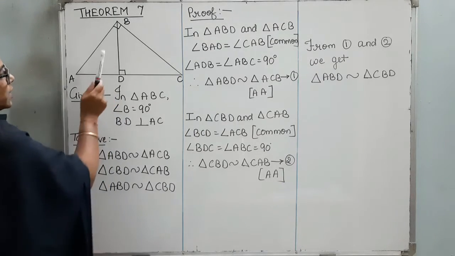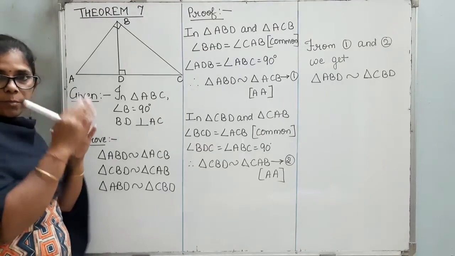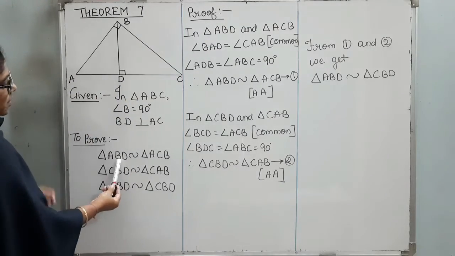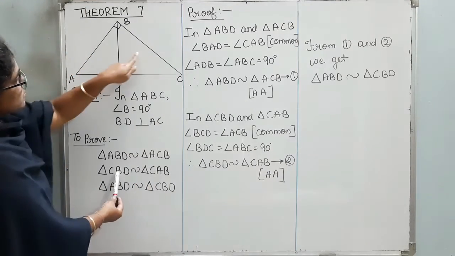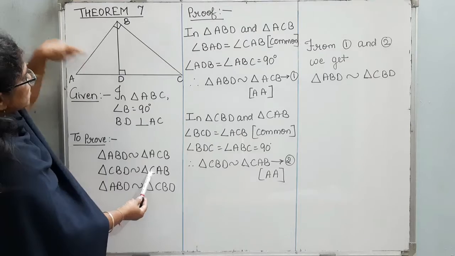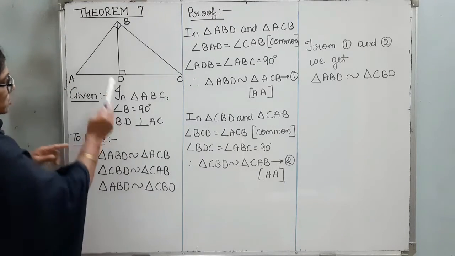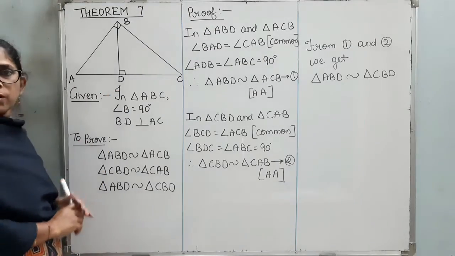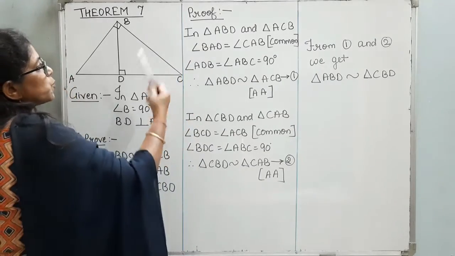So we have to prove that both the triangles are similar to our original big triangle, and they are also similar to each other. That is, triangle ABD is similar to triangle ACB, and triangle CBD is similar to triangle CAB, and also they are similar to each other. Triangle ABD is similar to triangle CBD. This is what we have to prove. This is a very simple theorem. Let us move to the proof.